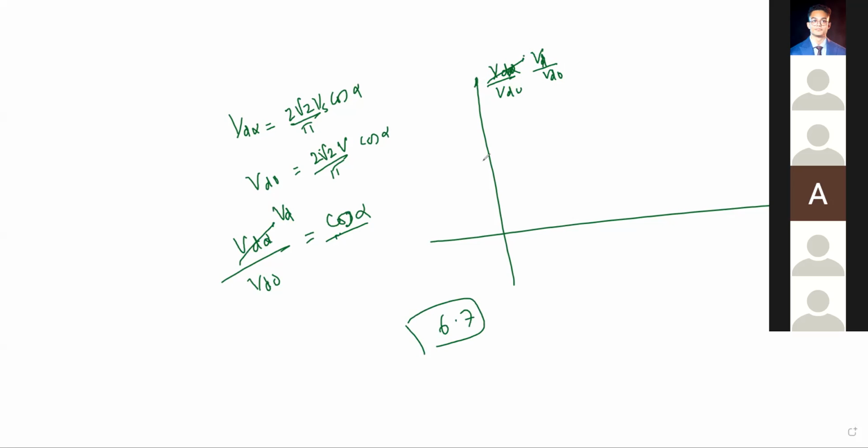If you plot it, it is nothing but a cosine curve like this. So what will be this one? VC, sir, has found. Yes. Right.